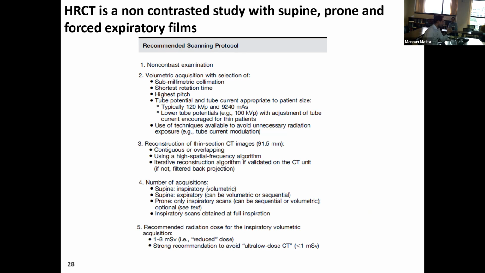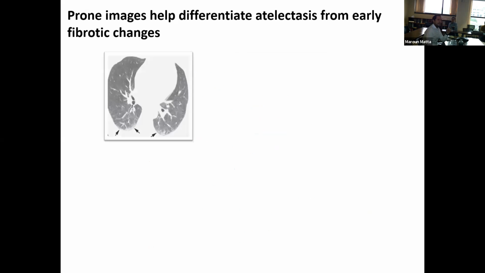And it's not really a high dose CT. People worry about radiation, but it's actually a low dose CT scan that you're getting. It's not the ultra low dose that we use for lung cancer screening, but it's still a lower dose than what you're getting for other scans.